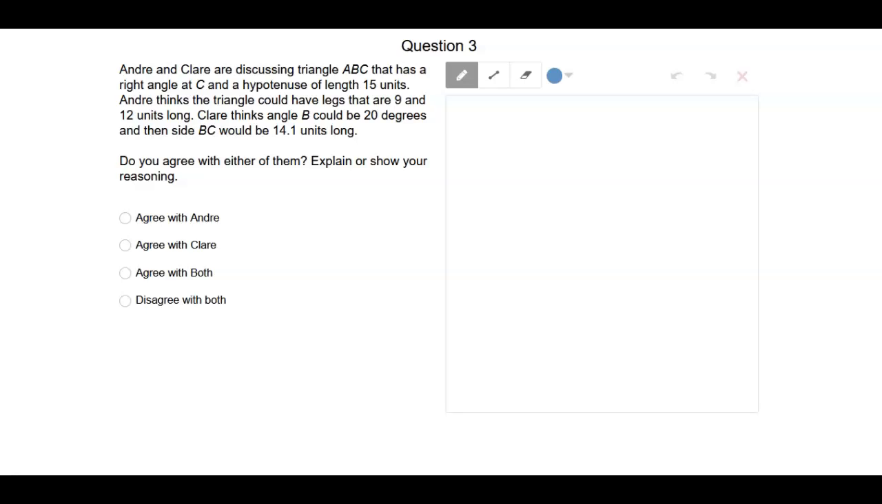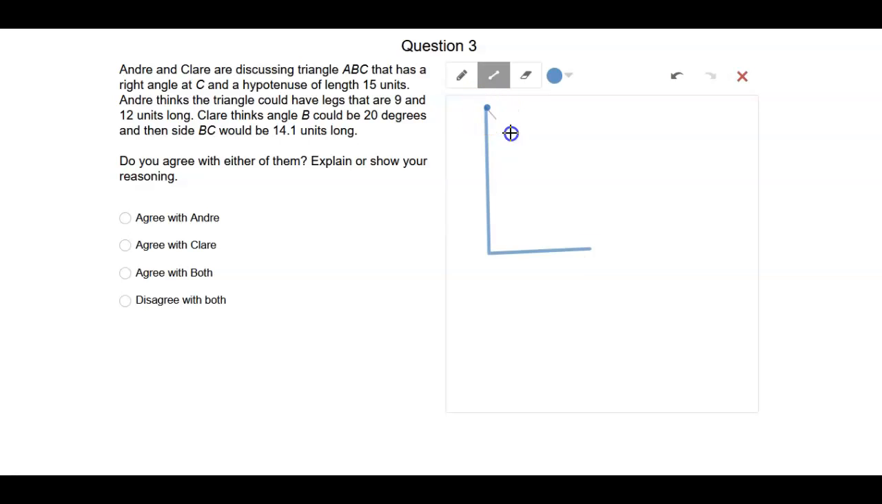Question 3. Andre and Claire are discussing triangle ABC that has a right angle at C and a hypotenuse of length 15 units. So I'm just going to draw this triangle just because I think it helps to visualize and to get our bearings.